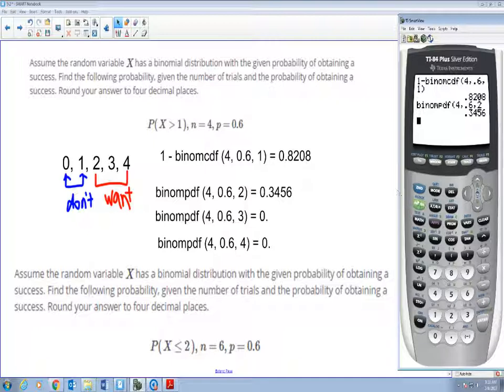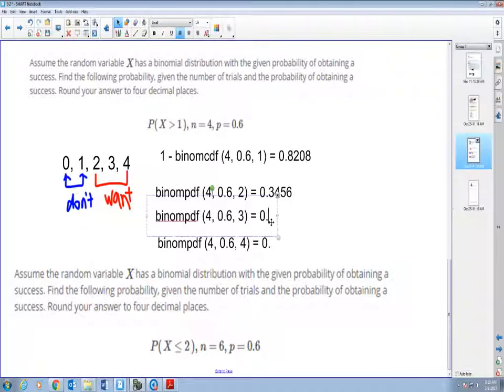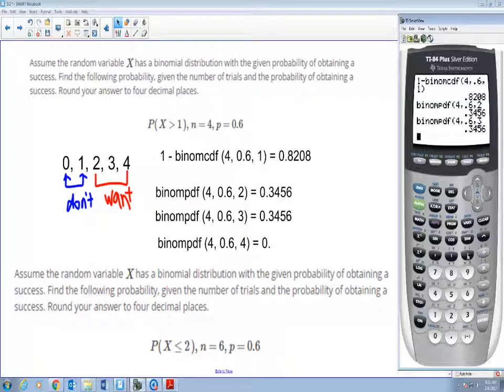If I do one with exactly at 3, second entry, I'm just going to change the last number from a 2 to a 3. 3, 4, 5, 6 again. Exactly at 4, second entry, 0.1296.